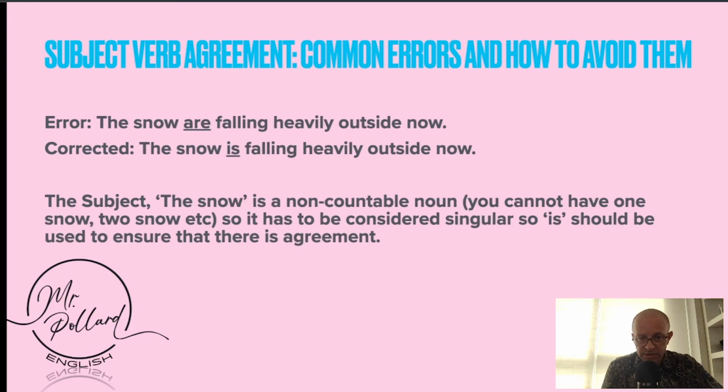And just take a moment to have a little look at this example here. The snow is a non-countable noun. You can't have 1 snow, 2 snow, etc. So it has to be considered singular. So is should be used to ensure that there is agreement between the subject and the verb.